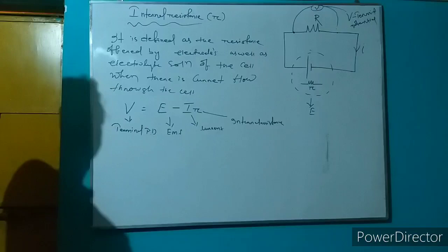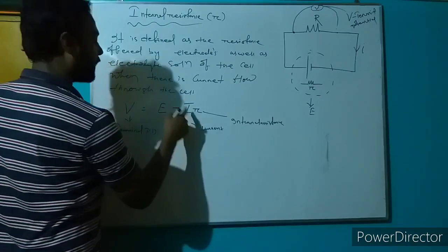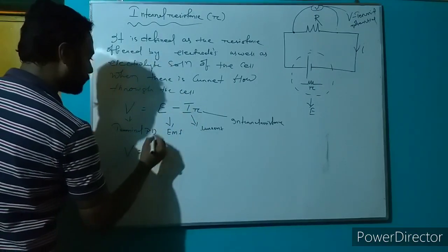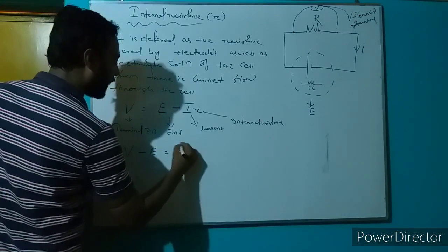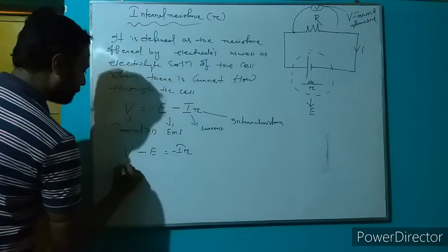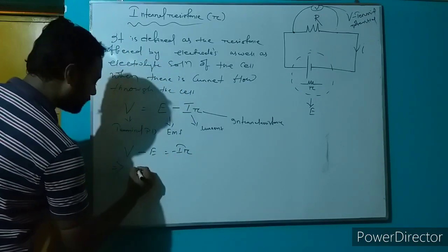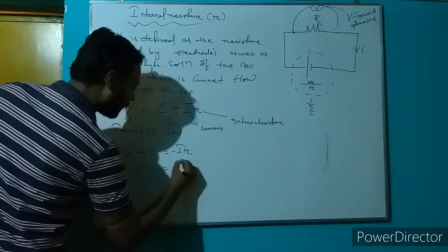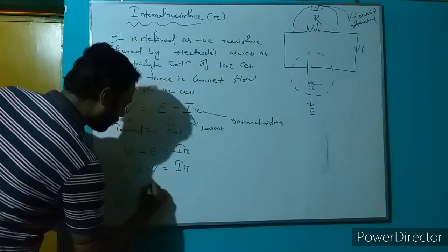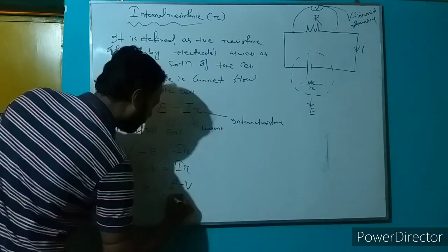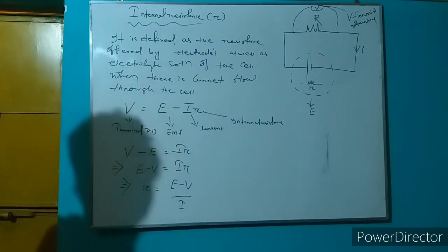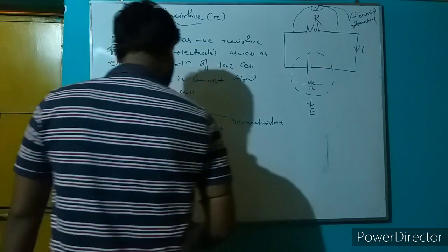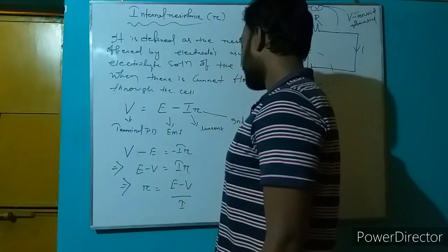Clear? So V equal to E minus Ir. So V minus E equal to minus I into r. That implies, taking the minus to the left side, E minus V equal to Ir. That implies r equal to (E minus V) by I. Clear? r equal to what? (E minus V) by I.